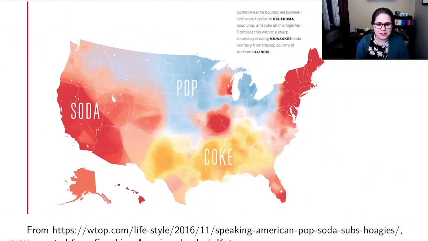Here's another visualization from that book. This is a visualization of soda, pop, and Coke. In Minnesota, we're solidly in pop territory, although we're close to the border with Wisconsin, where soda reigns supreme. And this is called a heat map because the visualization can ease from one color to the next. So there are regions where there's not one of these terms that is more popular. People use them all.